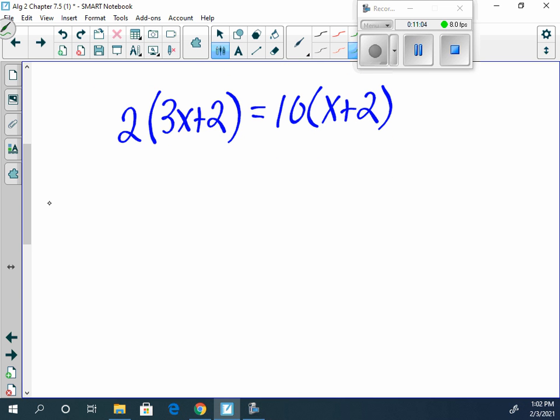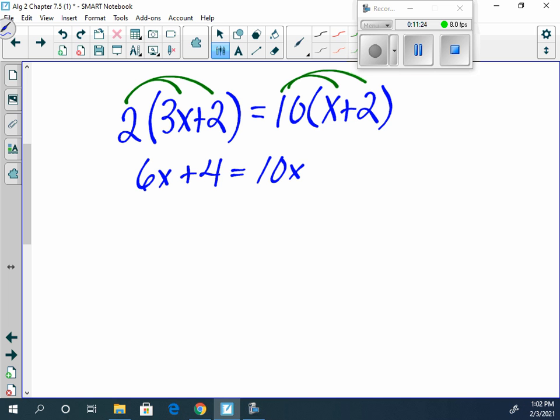Now we need to solve. Well, the first thing we can do in solving is to distribute these here. Well, 2 times 3x is 6x, plus 2 times 2 is 4. 10 times x will be 10x, and 10 times 2 is 20.